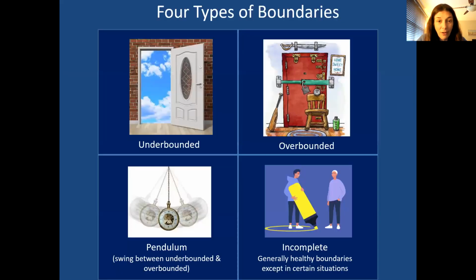Okay, next. All right, so we're going to go into the four types of boundaries that are described in sensory motor psychotherapy. As I describe these, we're going to do it one by one. Just take inventory and see which one you tend to identify with the most. And maybe you'll even start to think, oh, this also reminds me of this person that I know, maybe a parent or a partner or a friend. And it can help you to understand that other person or people as well. Okay. So we're going to do underbounded, overbounded, pendulum, and incomplete. Okay, so here we go.